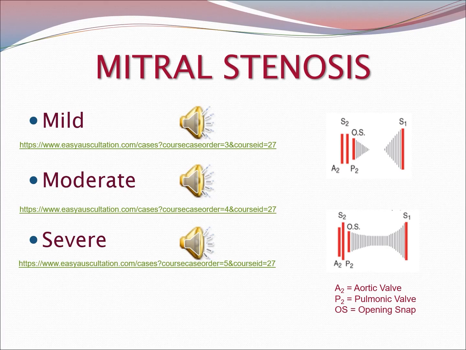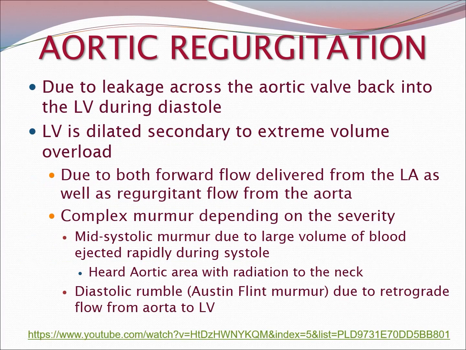Aortic regurgitation is also common. It is due to leakage across the aortic valve back into the left ventricle during diastole. The left ventricle is dilated secondary to extreme volume overload due to both forward flow delivered from the left atrium as well as regurgitant flow that's coming back from the aorta. It's a complex murmur depending on the severity. Mid-systolic murmur due to a large volume of blood ejected rapidly during systole. Not uncommon to hear it in the aortic area with radiation to the neck, and also not uncommon to hear a diastolic rumble known as an Austin Flint murmur due to the retrograde flow from the aorta to the left ventricle.